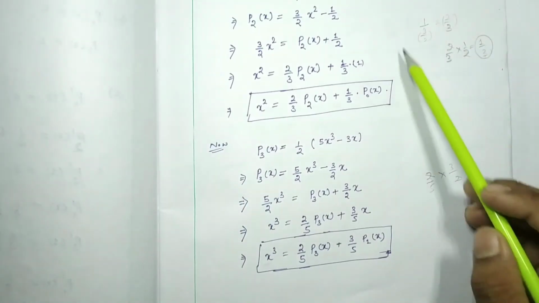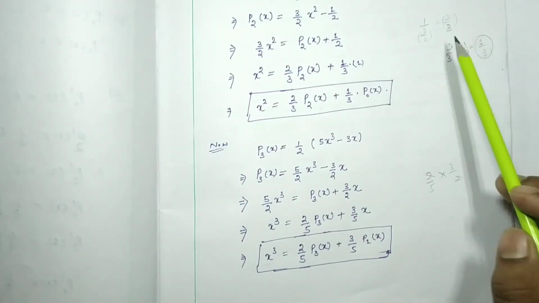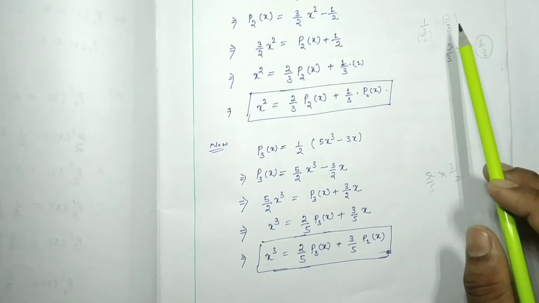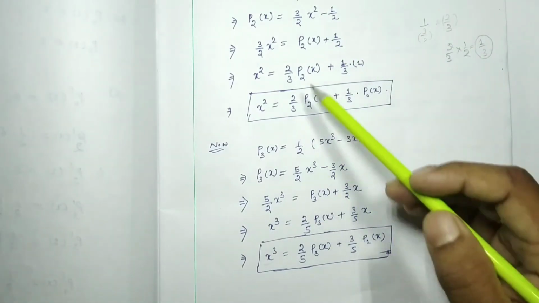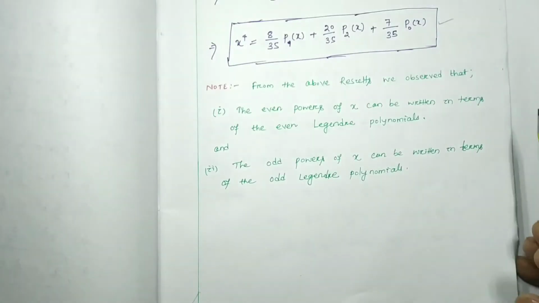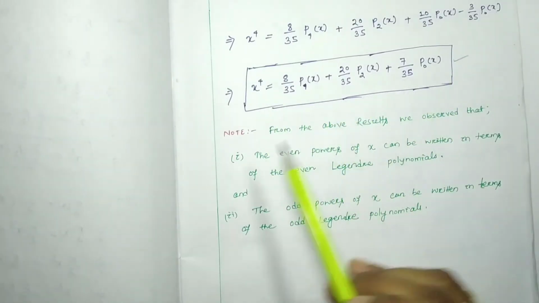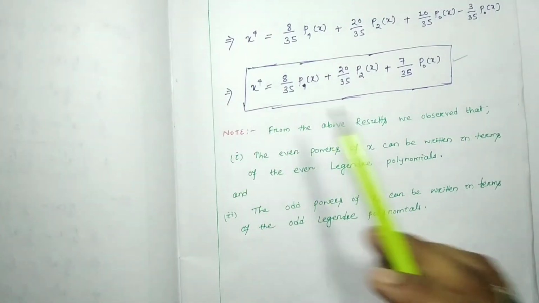There is no need to write these pencil things in your note, I just explained them, you just write these things. These are the easy steps, okay. And x to the power 4 will be this one. Note what I have written here.